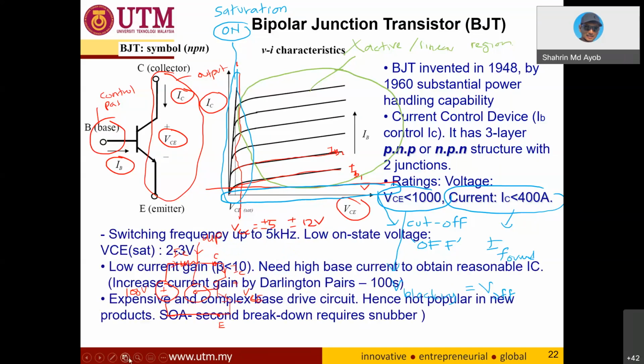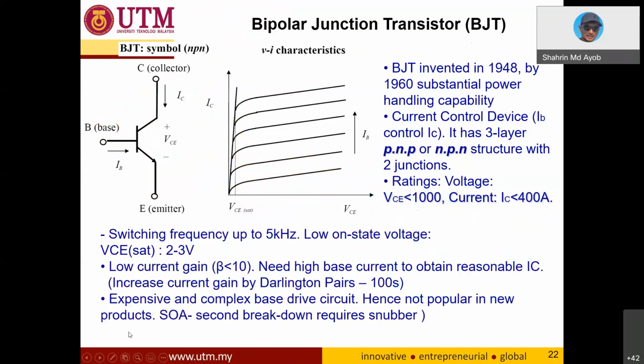Then these are some limitations and also advantages of the BJT. The switching capability, on and off, is very, very low. You can only operate it up to 5 kilohertz, very, very slow. And the voltage drop during the on state is very high, 2 to 3 volt, very high.